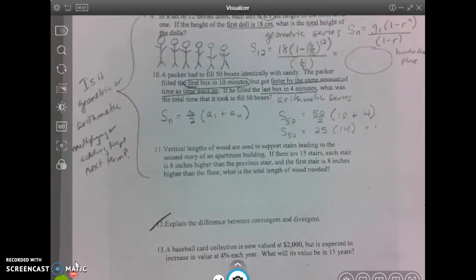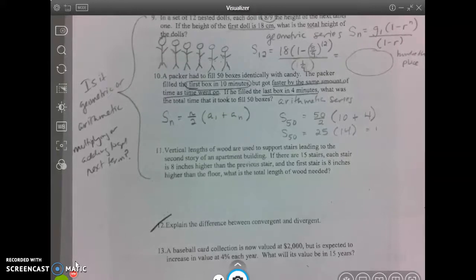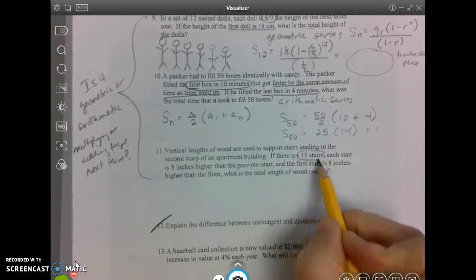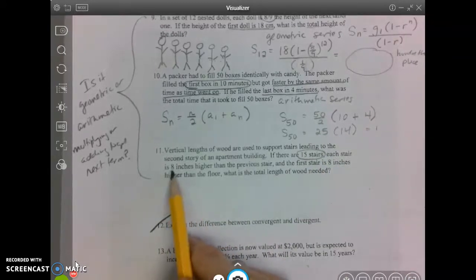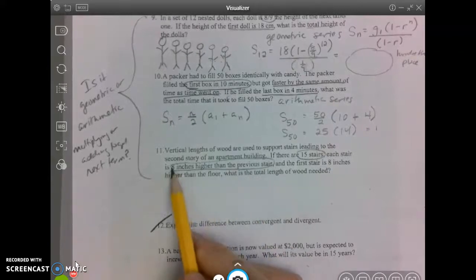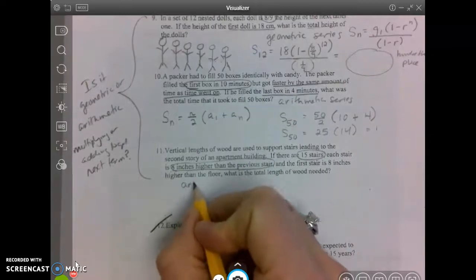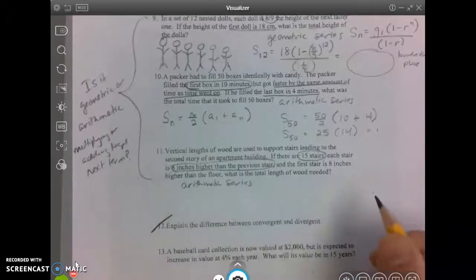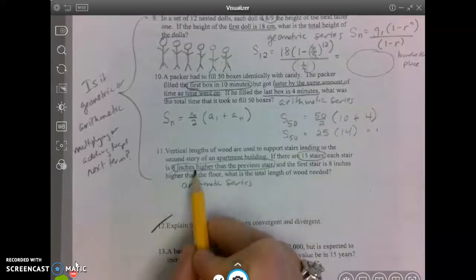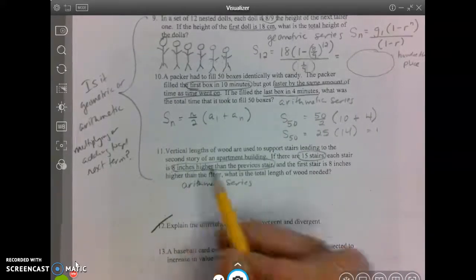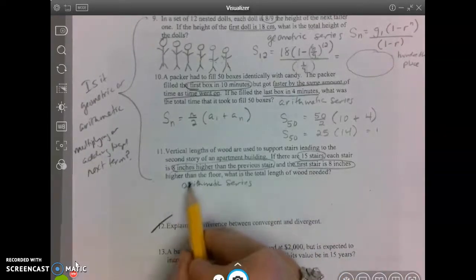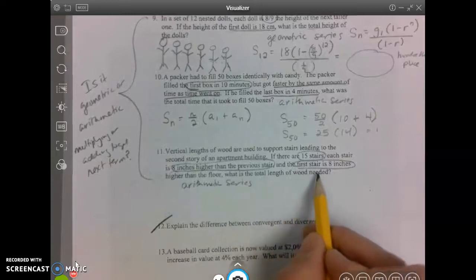Vertical lengths of wood are used to support stairs leading to the second story of an apartment building. If there are 15 stairs, each stair is 8 inches higher than the previous stair. So plus 8 every time. That means arithmetic series, where the constant difference is 8. Right? The first stair is 8 inches higher than the floor. What is the total length of wood needed?